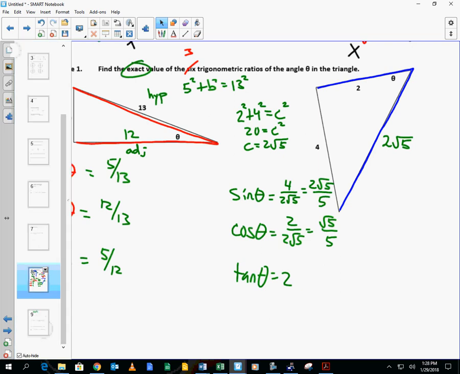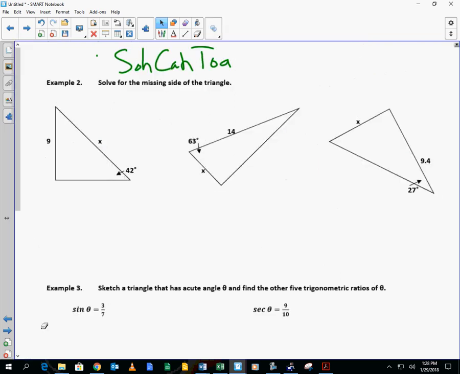Flip it over. So now we want to solve a right triangle. Actually, just for one part of the right triangle. So we have 9, we have x, we have 42 degrees. Oh my goodness, this looks complicated. I've got this angle here. It's a right triangle. I didn't put that in there, but these are all right triangles.